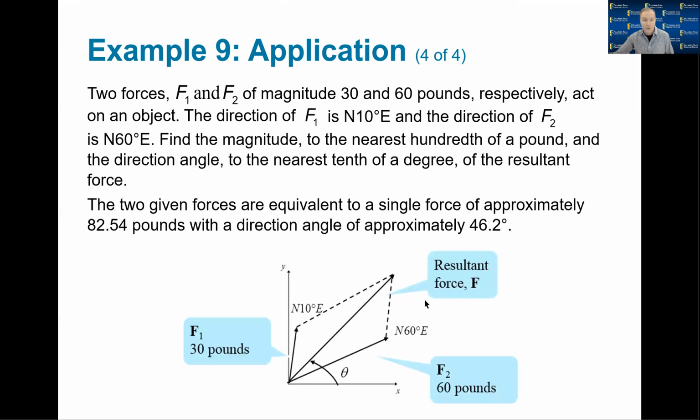Now, to summarize this application problem, the two forces acting on this single point combine to a force of approximately 82.54 pounds, with a direction angle of approximately 46.2 degrees, since it's said to the nearest tenth of a degree. And that would be our resultant force vector F.